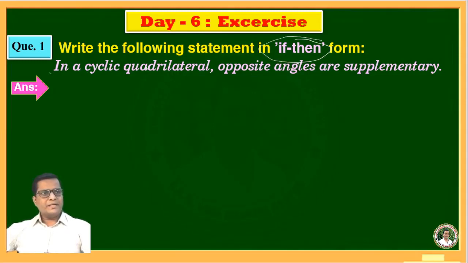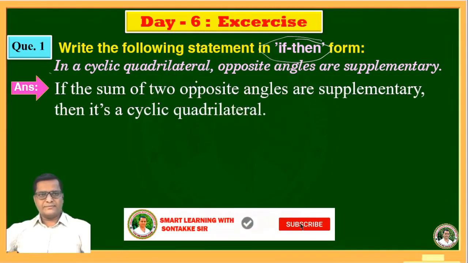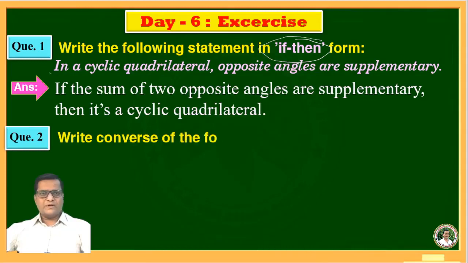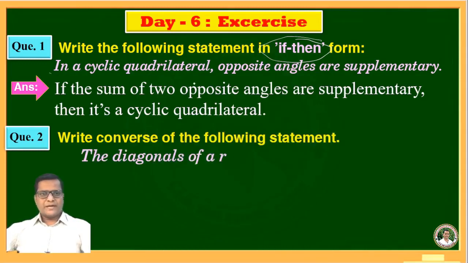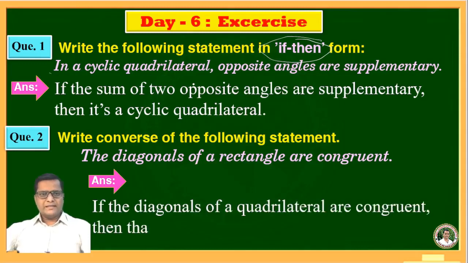Then what will be the answer? If the sum of two opposite angles is supplementary, then it's a cyclic quadrilateral. Second question is, write the converse of the following statement. What is the statement? The diagonals of a rectangle are congruent. Answer is, if the diagonals of a quadrilateral are congruent, then that quadrilateral is a rectangle.